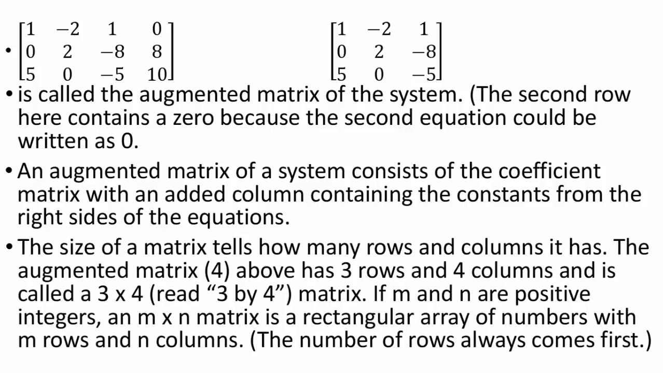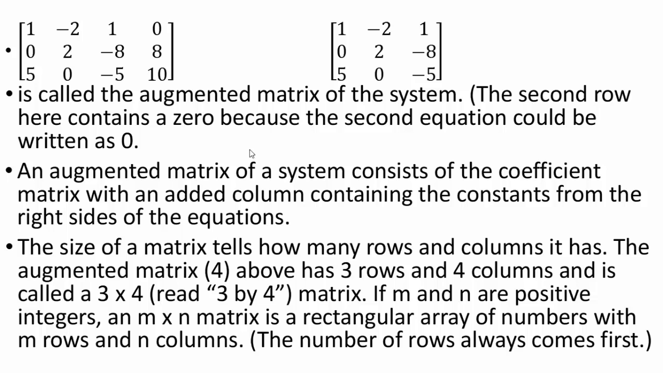The size of the matrix tells us how many rows and columns it has. The augmented matrix has 3 rows and 4 columns. In a matrix, horizontal lines are called rows and vertical lines are called columns. In this matrix, there are 3 horizontal lines and 4 vertical lines. So this matrix contains 3 rows and 4 columns, and it is called a 3 by 4 matrix. 3 by 4 can be written with a multiplication sign as 3 × 4.